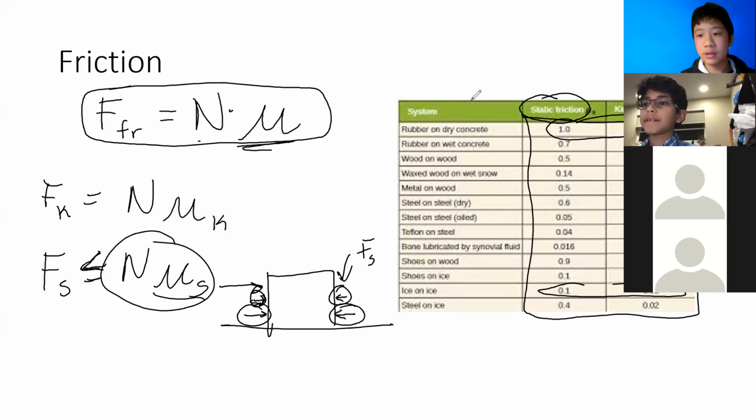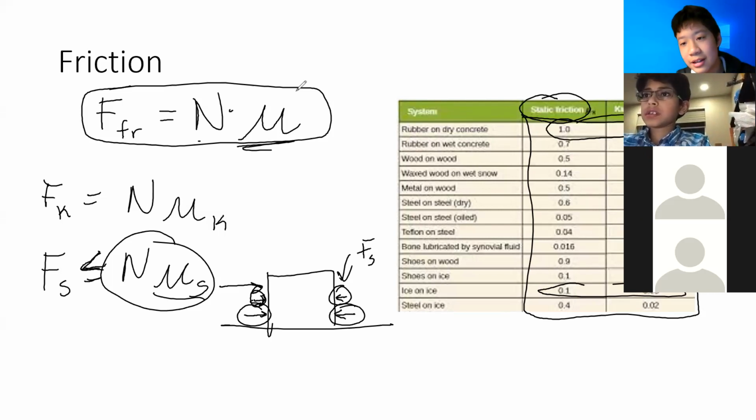I have a question. Yeah, what's the question? If the force is 1.1, then what would the net force be? Could you ask that again? If the force of rubber on dry concrete is 1.1, then what would the acceleration be?